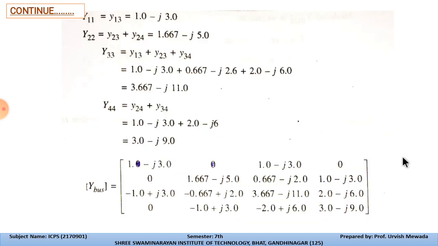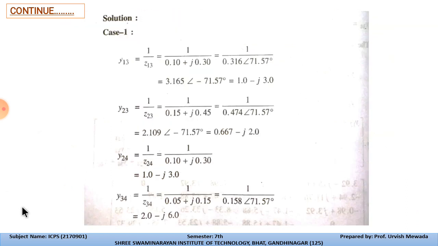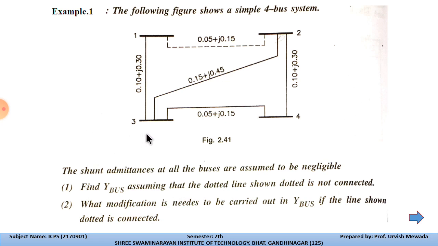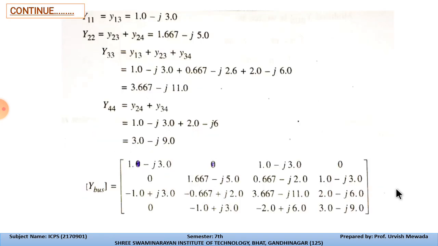So Y23 plus Y24 is equal to 1.667 minus j5.0, and then Y33. Y33, as you can see over here, is Y31 plus Y32 plus Y34. So we have all the admittances that we derived in the previous slide.